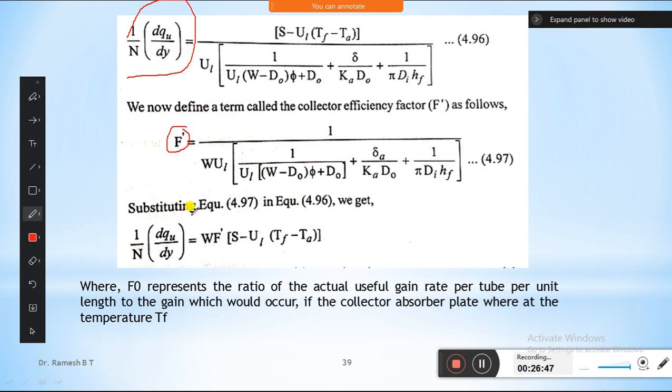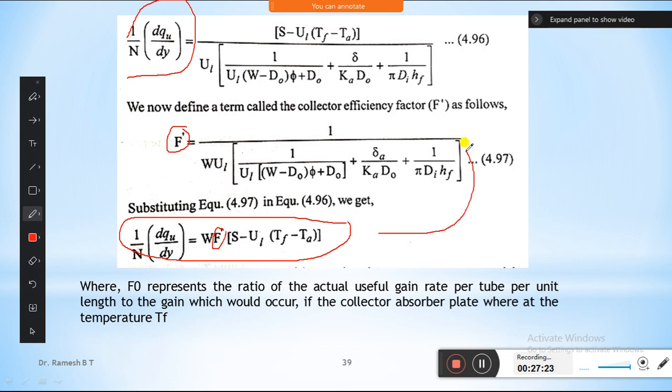And substituting the above value in the equation, finally you will get an equation: 1 divided by n into dqu by dy, which is equal to W F naught. You just introduce that F naught term. F naught is the collector efficiency factor, that is what we want: W F naught into S minus UL (Tf minus Ta). So you just remember this equation and also remember what is meant by F naught.